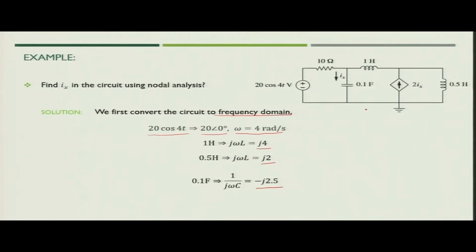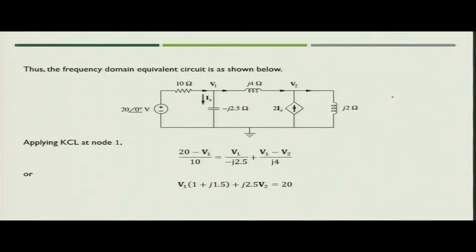So, what we will do? We will convert this circuit from time domain into frequency domain. So, your voltage source will be 20 angle 0, there will be no change in resistance, and then we will put the value of the inductors and capacitors in frequency domain. Now, we will apply the KCL at node 1.